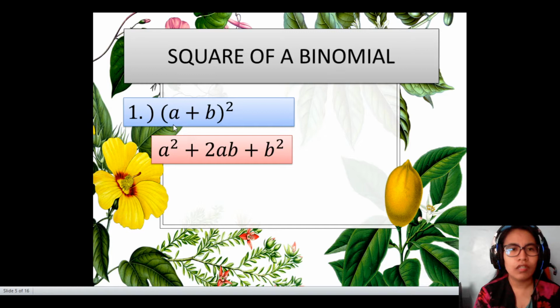Again, it will look like this. Square the first term of the given. So you have a squared. How do I get the 2ab? I just multiply the a and the b, then multiply to 2. Always remember to multiply the middle term by 2. Then next is, for your last term of the final answer, is to square the last term of the given, and that is b squared. Let us have another example.